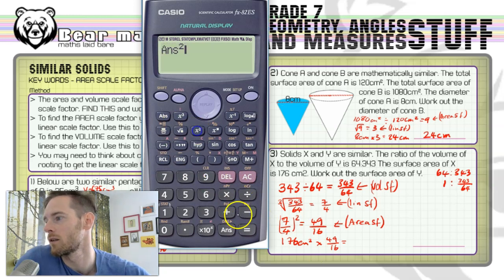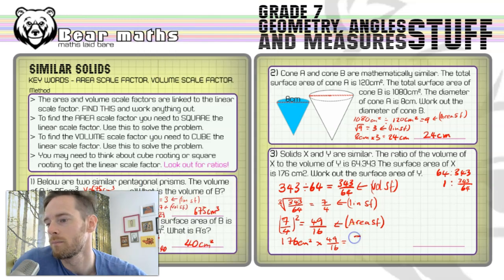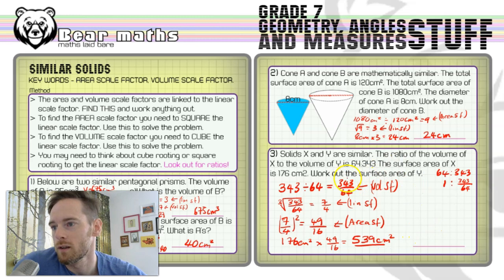So I'm just going to do that on the calculator. 49 over 16, and then multiply that by 176. That gives us 539. And that is our final answer in centimeters squared, because that is what we wanted. We wanted the surface area of Y. That is the surface area of Y.